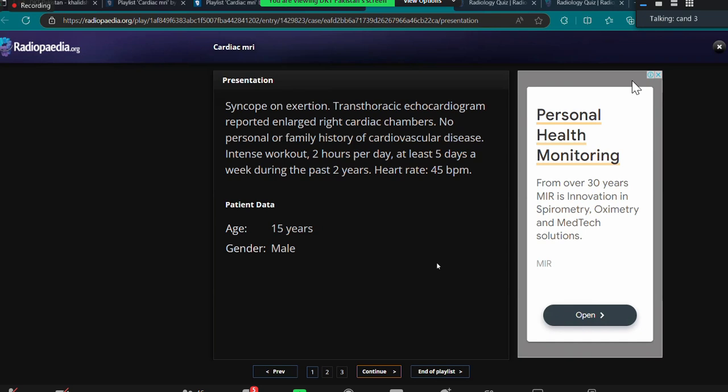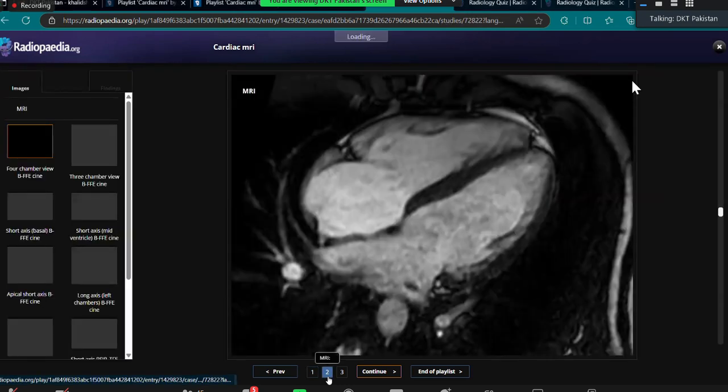A 15 year old male presented with syncope on exertion. Transthoracic echo reported enlarged right cardiac chambers. No personal or family history of cardiovascular disease. Intense workout 2 hours per day, at least 5 days a week during the past 2 years. Heart rate was 45 beats per minute. Okay, so this is the cardiac MRI.